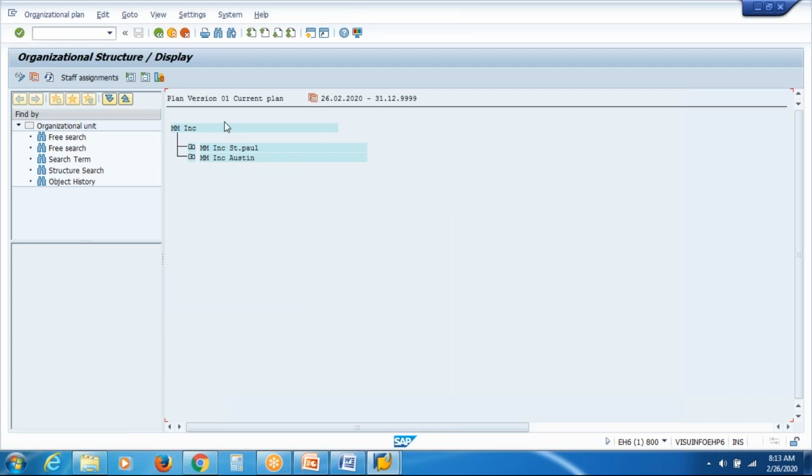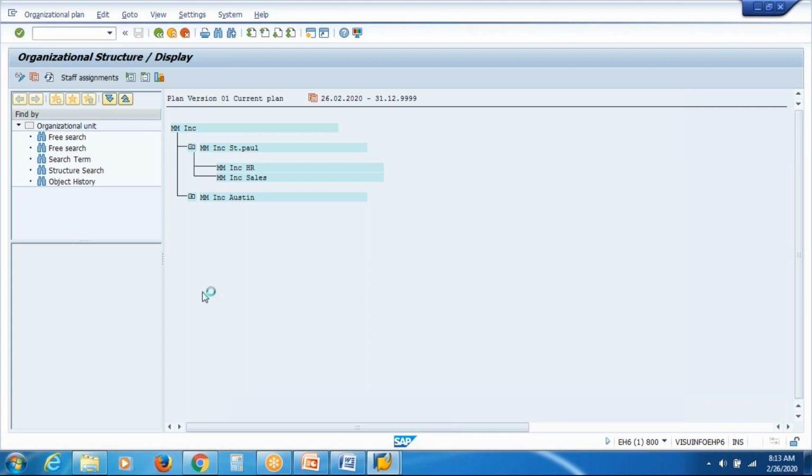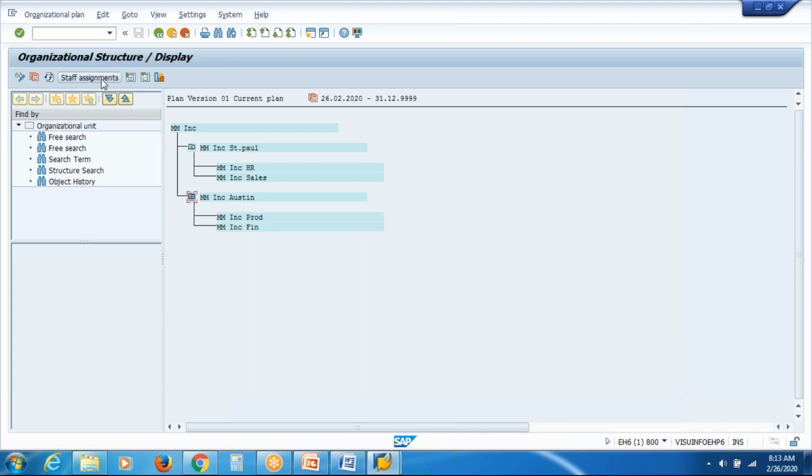This is how a sample org structure looks. There's the name of the company, MMINC. Then we have operations in two different locations. And within each location, we have some departments and divisions, and then under each department, you can also see the positions that have been created. So we have the HR division, the sales department, the production and the finance department. And in the production department, you have the manager production and executive production. These are the positions. So this is how a sample organizational structure looks once you set it up in SAP.